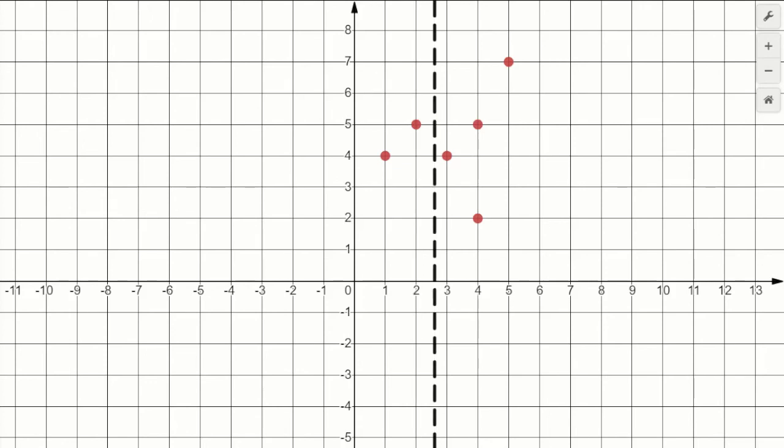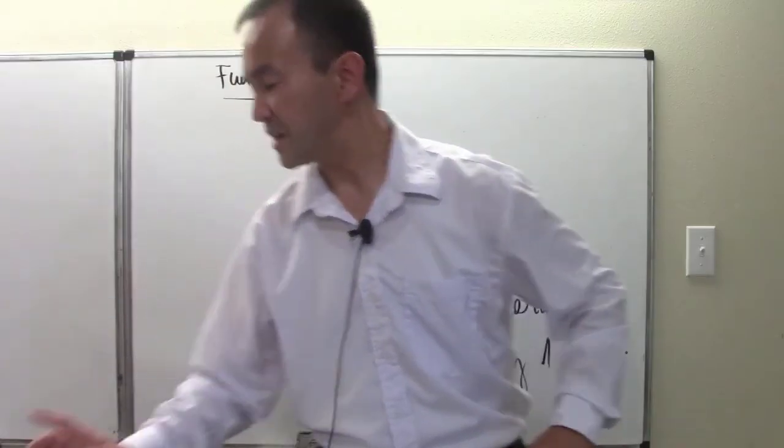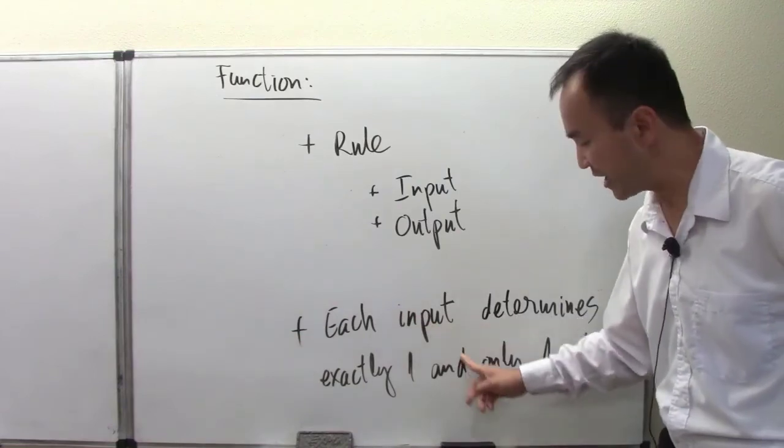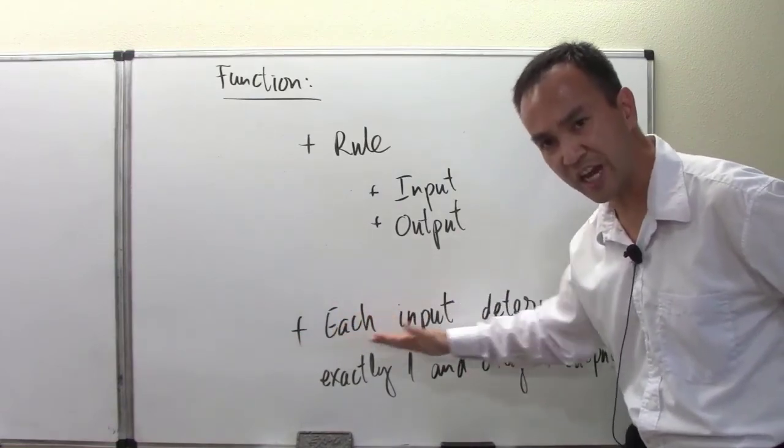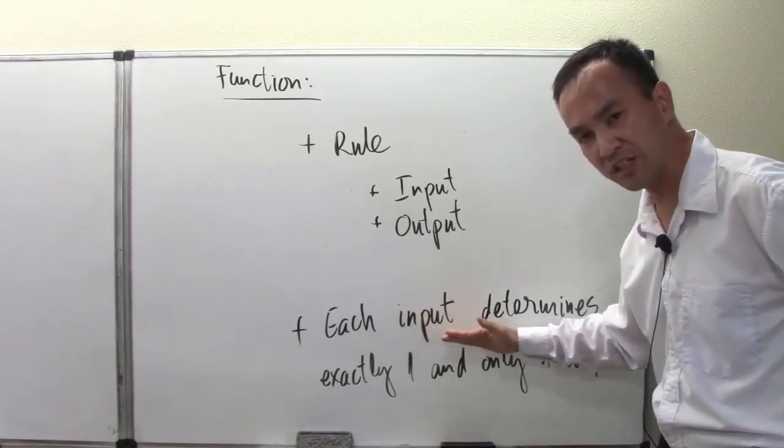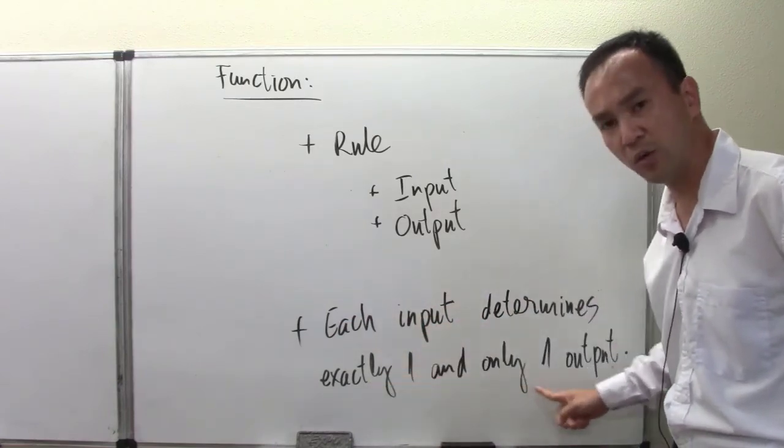Okay, and then for the next one, x equals 3 comes out with one output. But now for the next one, at least what my eyes are telling me right now on this computer screen, one input, x equals 4, gives me two outputs. And this is one violation today of the rule of being a function already. We strictly require that each input determines exactly one and only one output.